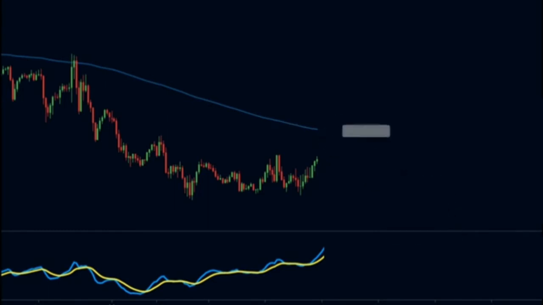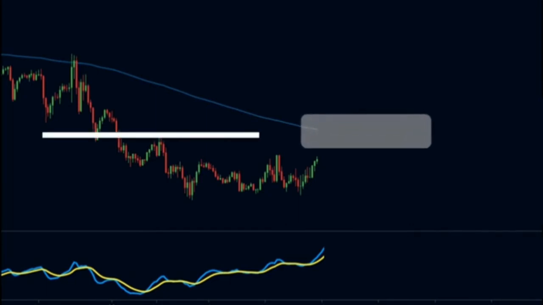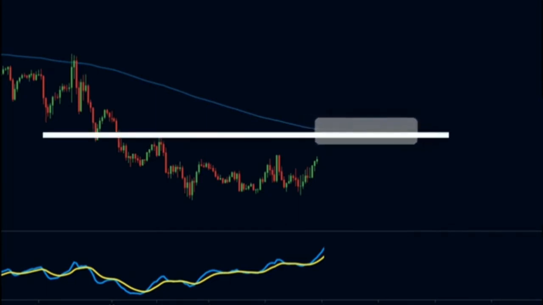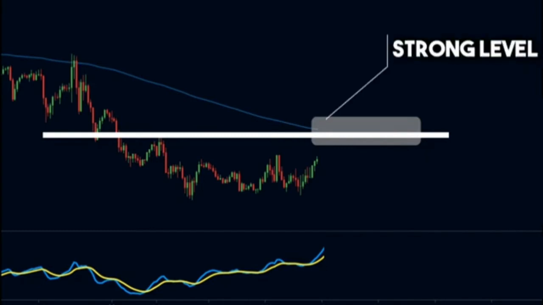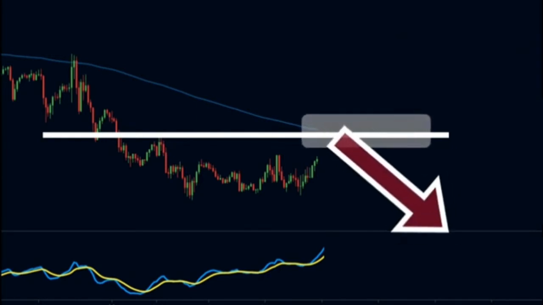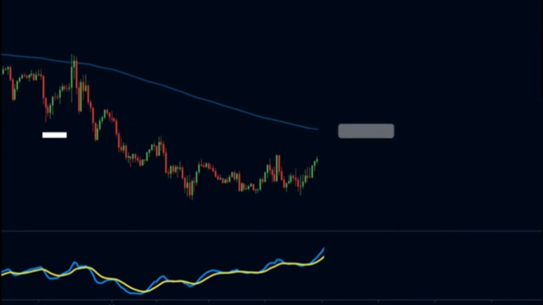If we look closely, this area also coincides with a major level of support and resistance. This level has provided a major support before. It has recently provided resistance as well. This means that it is a strong level, and it can provide resistance when the price reaches here. The moving average and the horizontal level indicate a strong resistance in this area. Hence, there is a high probability that the price could resume the downtrend after hitting this level.